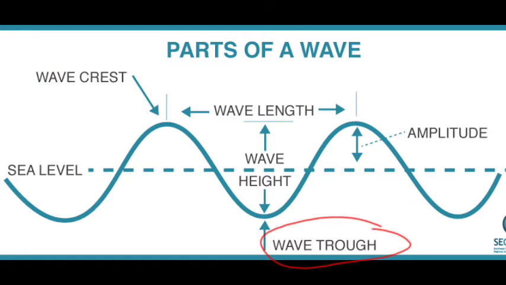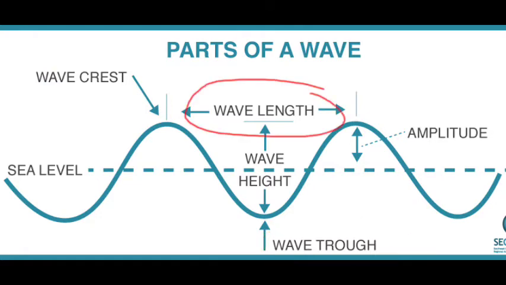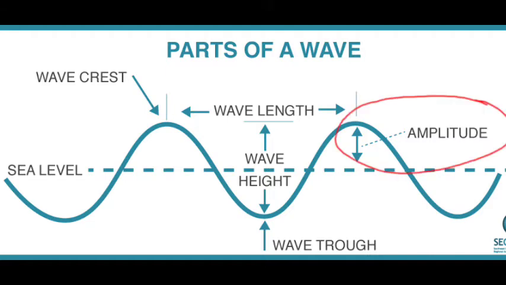The distance between two consecutive wave crests is known as wavelength, and the vertical distance between the trough and the crest is known as wave height. Above the sea level, the half of the wave is called amplitude, one half of the wave height. The time taken by two consecutive crests to pass any fixed point is known as wave period. So those were the different terminologies associated with the waves.